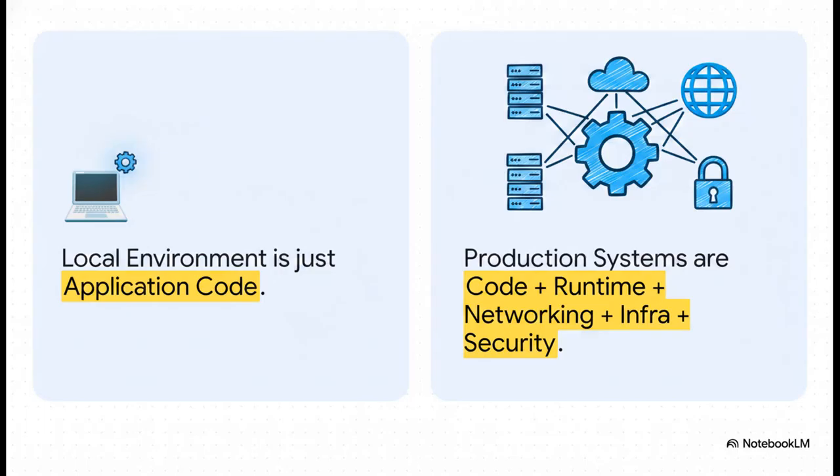Honestly, this contrast is exactly why the legendary excuse, "well, it works on my machine," even exists. Your local environment is literally just the application code. But a real production system? That's your code, plus the runtime, the networking, the heavy infrastructure, and all those strict security layers. Your local laptop is completely missing all that surrounding context. So a successful local run guarantees absolutely nothing about how it'll survive in production.